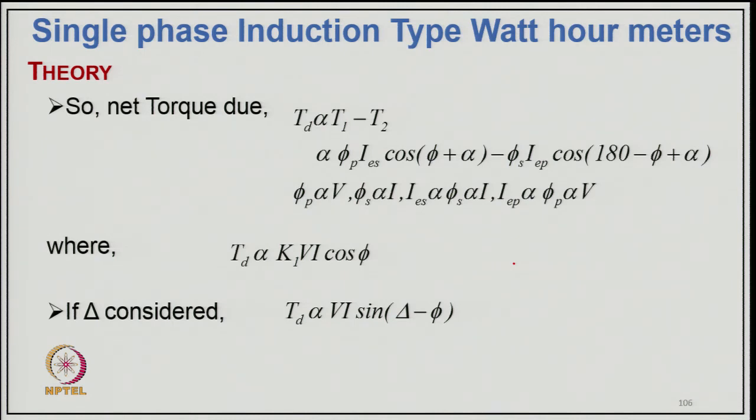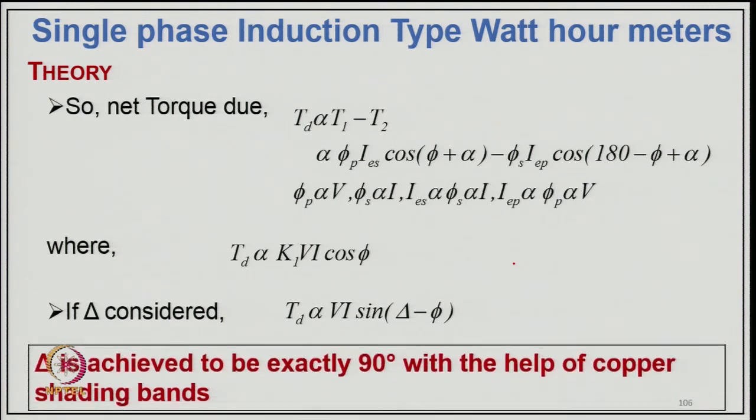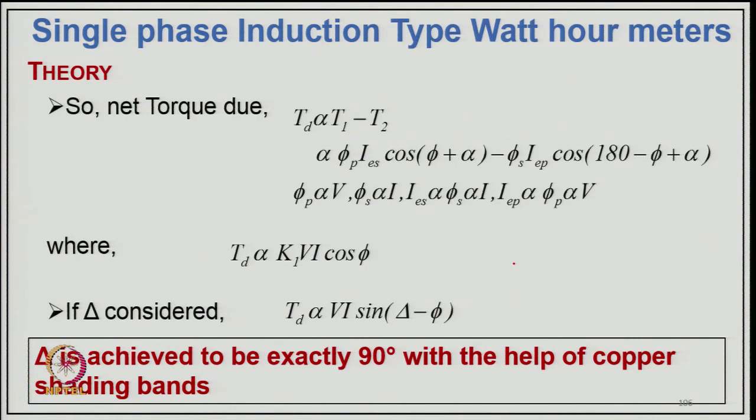Here phi p is proportional to V and phi s is proportional to I, and I_ep is proportional to phi p, which is proportional to the voltage. So, we can say T_d is proportional to K1 into V I cos phi. If delta is considered, then T_d is V I sin(delta minus phi). Delta is made exactly 90 degrees with the help of copper shading bands, so because of this it becomes again V I cos phi.